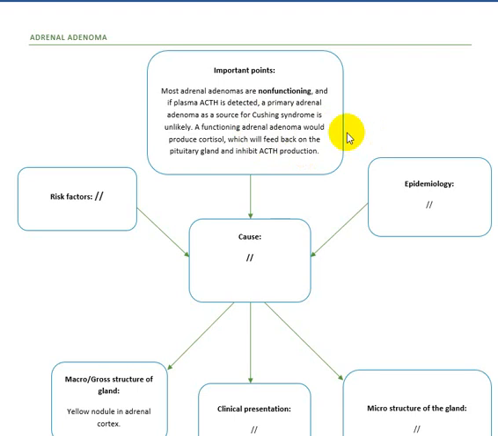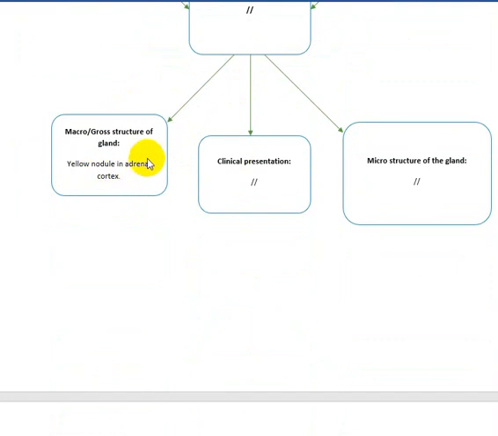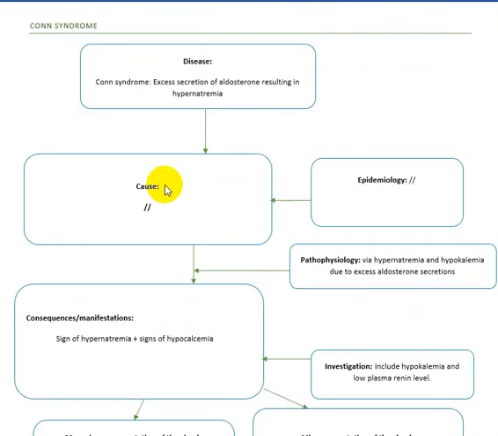Nelson syndrome is an excessive secretion of adrenocorticotropic hormone, from the other adrenal gland that you have not removed. So that is going to be the condition. The macroscopic gross structure is yellow nodules in the adrenal cortex. Now, Conn syndrome.